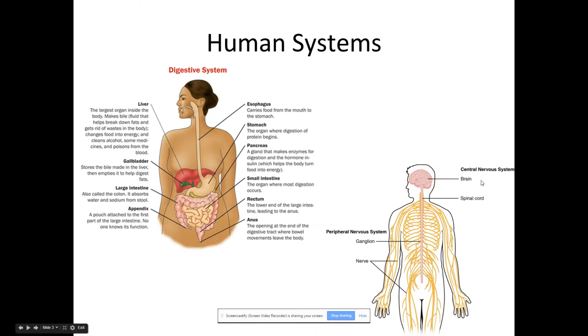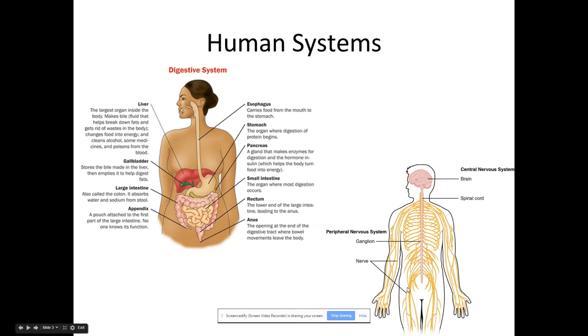Okay, next one, if we go over here, we look at the nervous system. It's broken into the central nervous system and the peripheral nervous system. The central nervous system is your brain and spinal cord. Everything that we do, every function in our body, is controlled by our brain. Now, some things that we do, such as reflexes, don't actually have to go to your brain. The decision can be made in your spinal cord. And this is sensed by our peripheral nervous system, so all the nerves that branch out in our body.